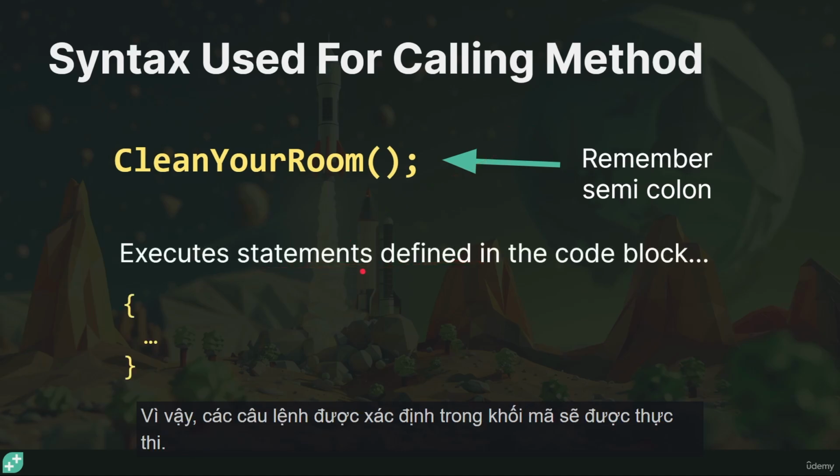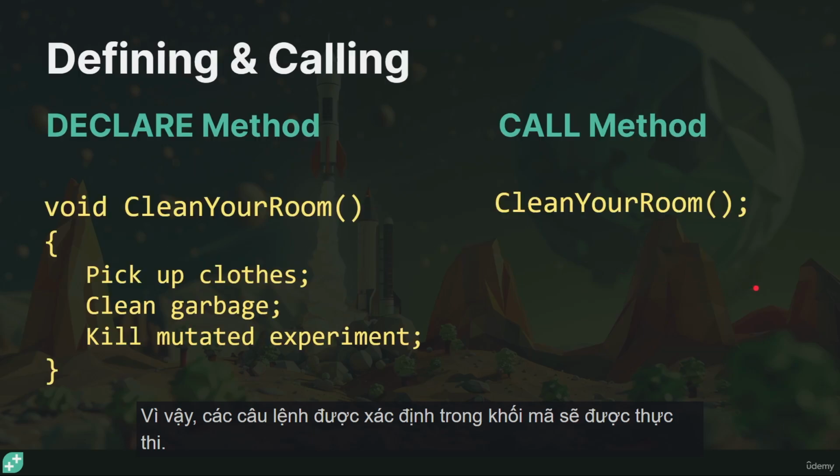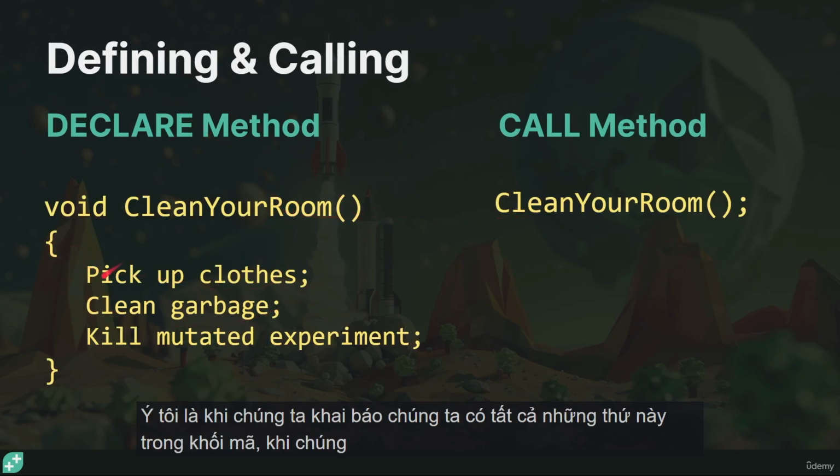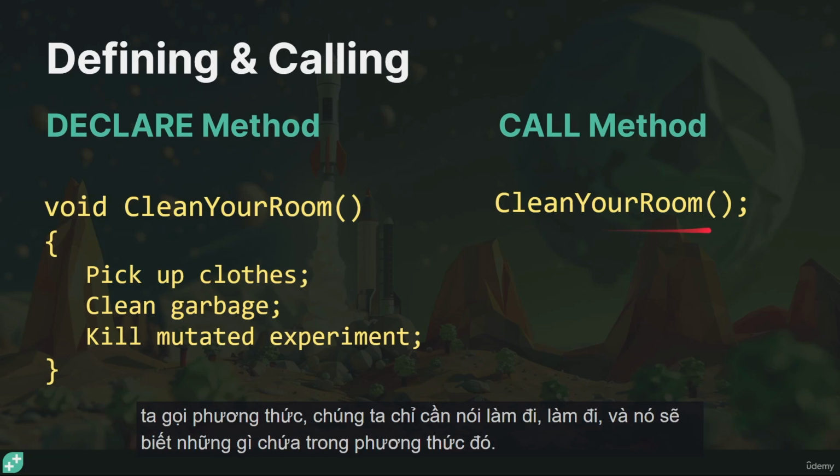So that will execute the statements defined in the code block. What I mean by that is when we declare, we've got all these things in the code block. When we call the method, we just need to say, do it. Go do it, and it knows what is contained within that method.